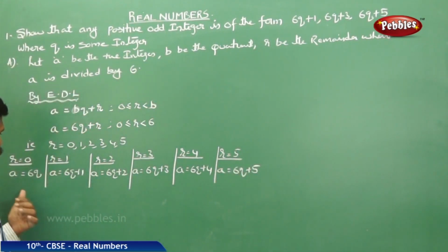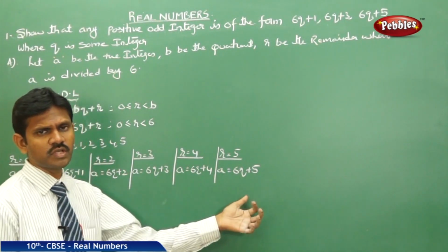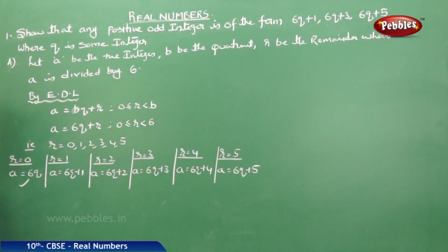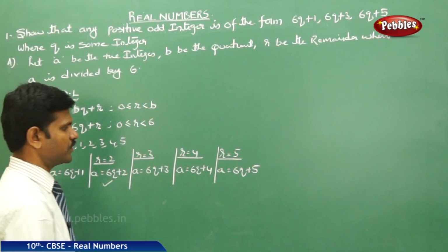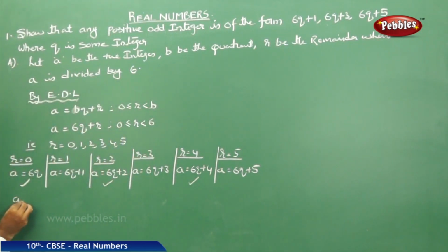That means 1, 2, 3, 4, 5, 6. Among the 6 values, which can be further simplified? It can be further simplified. That is, A is equal to 6q, nothing but 2 times 3q.